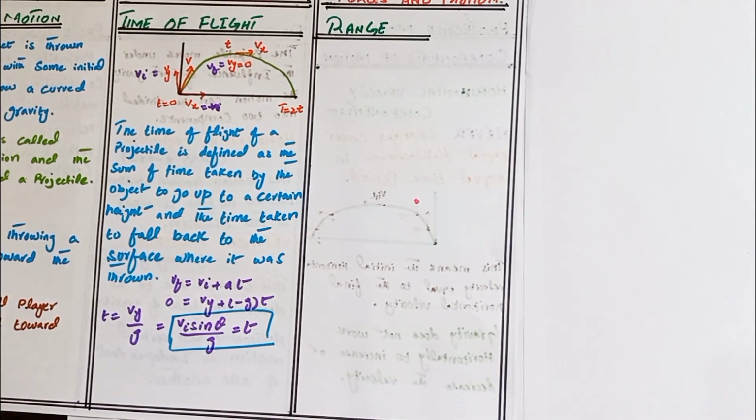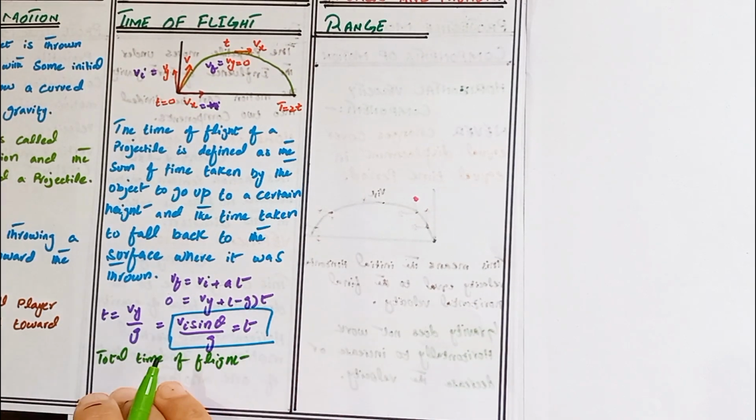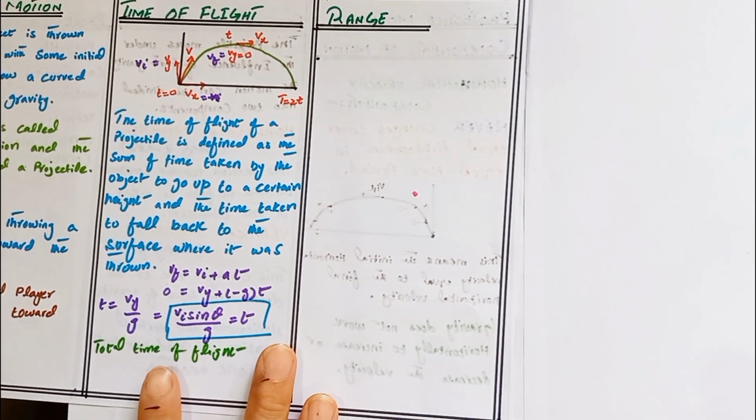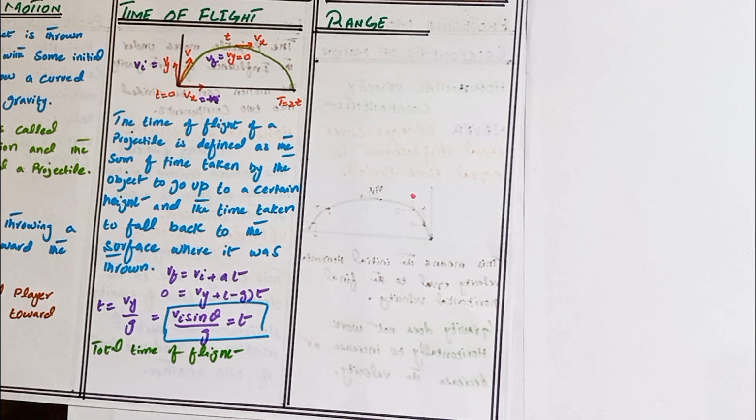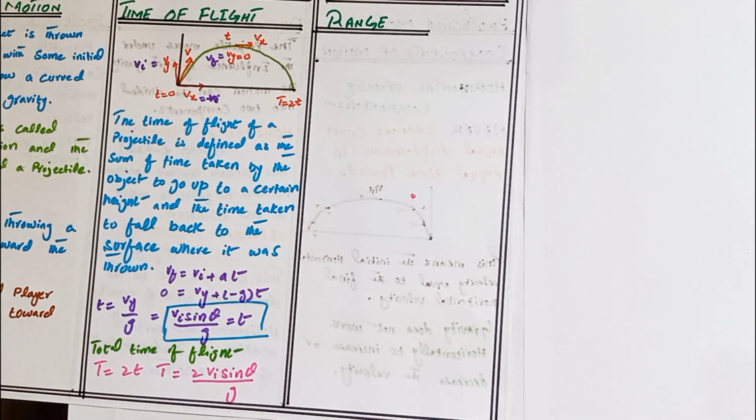Now we discuss the total time of flight. The total time is equal to 2 times t. So here the total time is equal to 2 Vi sine theta over g. That is the total time of the flight.